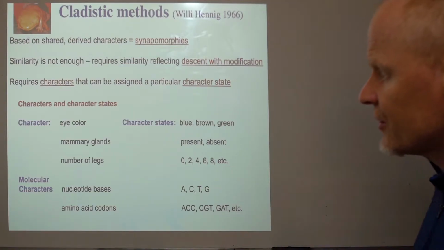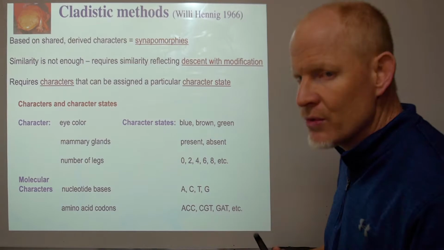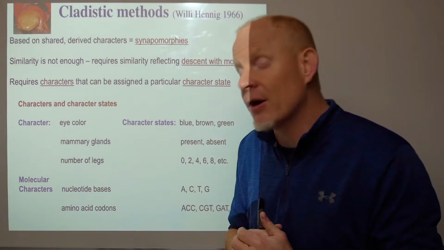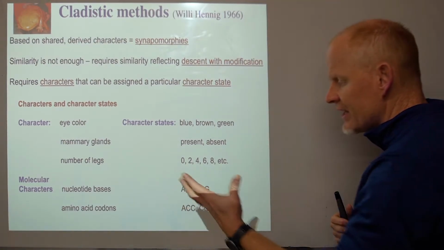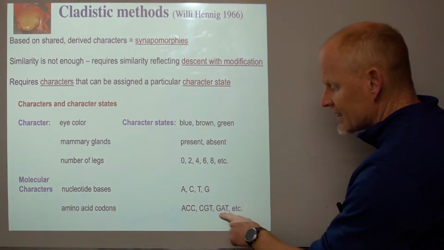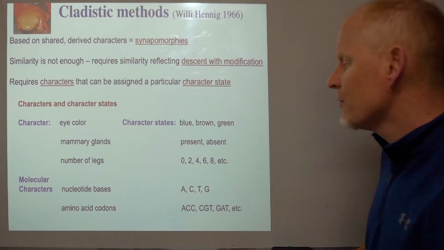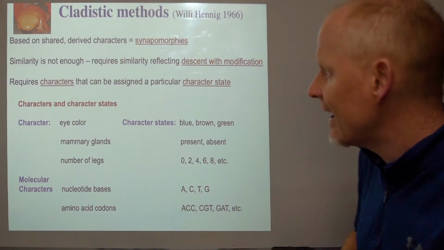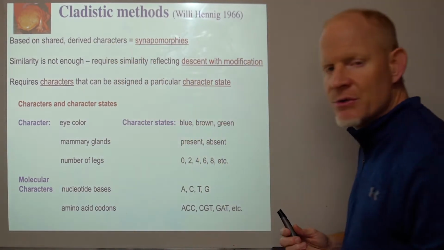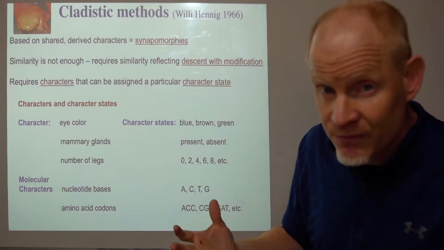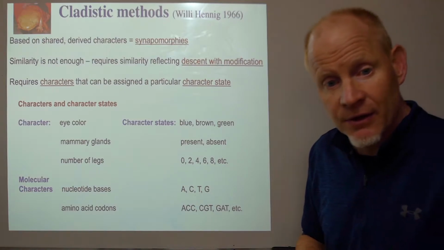So here are some characters that you could collect. Things like eye color, mammary glands, number of legs, length of bones, different architectural points on skulls, nucleotide bases, right? Whether there's an A, C, T, or G in a particular spot. Amino acid codons and how similar or different they are. These are all characters we can use to group organisms based on which characters they have. The big problem is finding out which ones are derived and which ones are not, right? Which ones are ancestral. And sometimes that's easy to do, and sometimes it's not easy to do, and makes building trees really difficult.